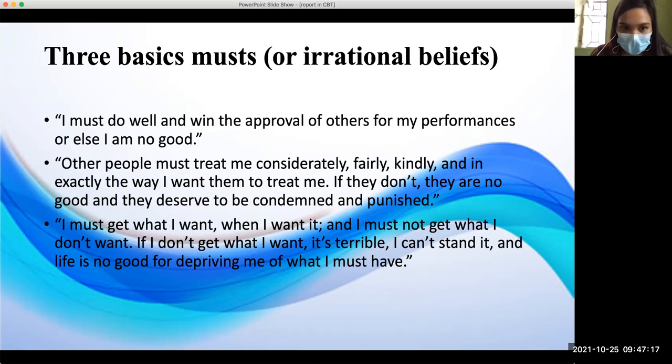The last is: I must get what I want when I want it, and I must not get what I don't want. If I don't get what I want, it's terrible and I can't stand it. The result of this is severe feelings of frustration and intolerance, often leading to compulsion, addiction, avoidance, inhibition, and procrastination. These are the three categories of irrational beliefs that Ellis places as correlated with emotional disturbance.